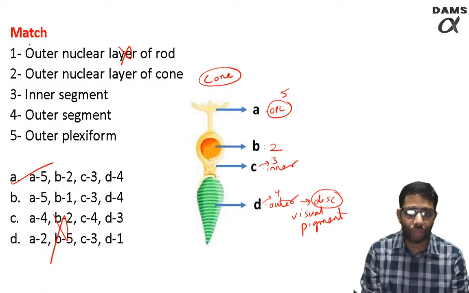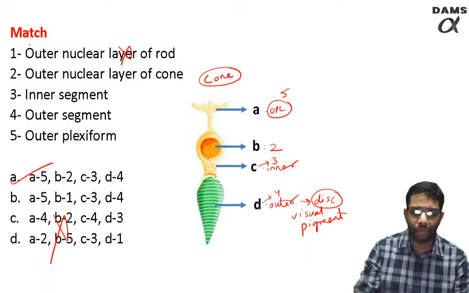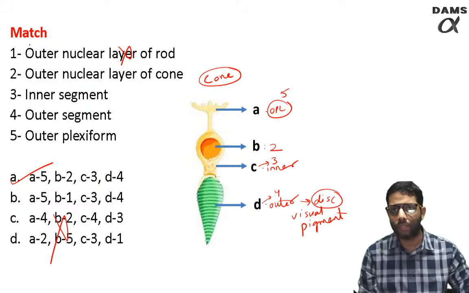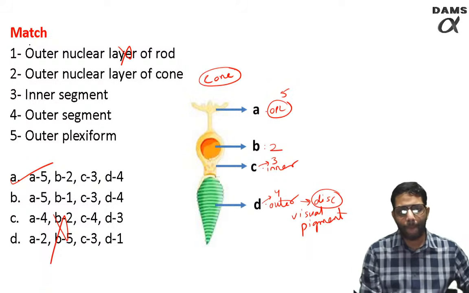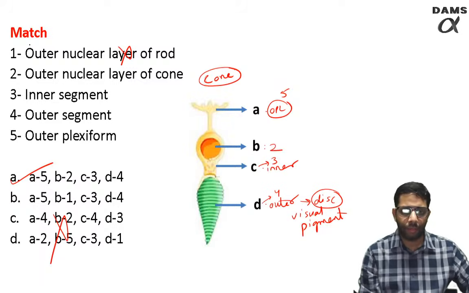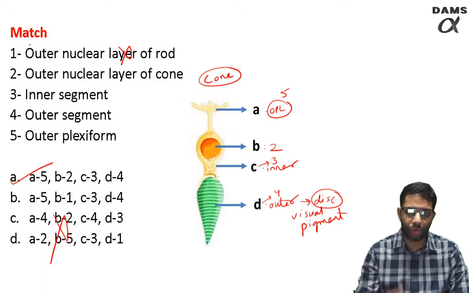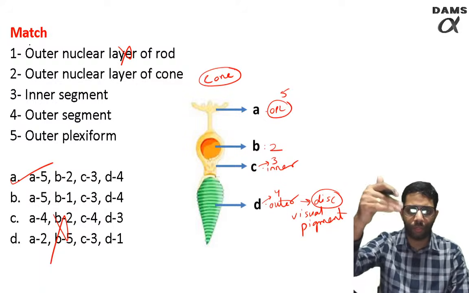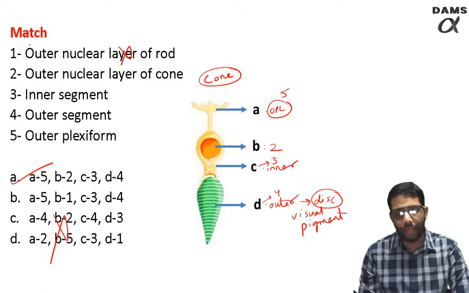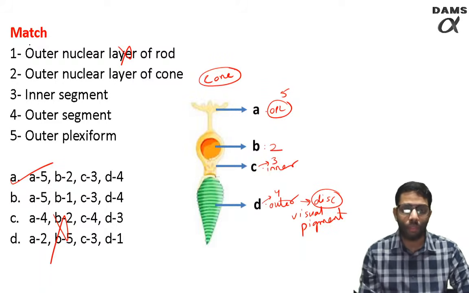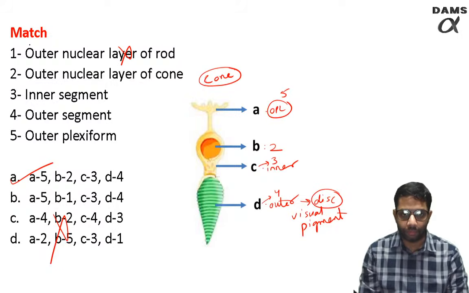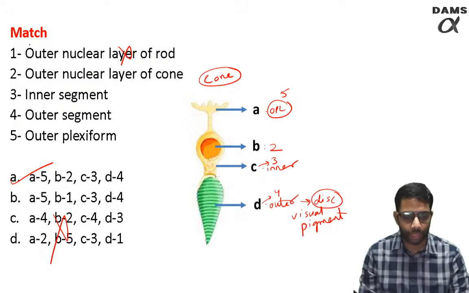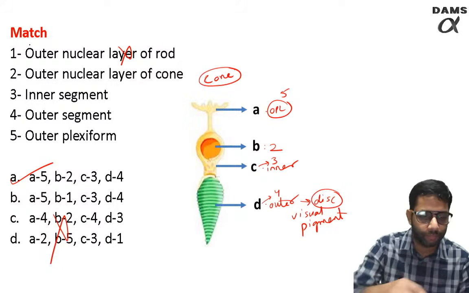The nuclei of the rods and cones are in the outer nuclear layer. Where is the nucleus of the bipolar cell, Muller cell, amacrine cell? That is in the inner nuclear layer. So from rods and cones the impulse goes to the inner nuclear layer, from there it goes to the ganglion cell, and from here the nerve fiber axons, 1.2 million nerve fiber axons, form the optic nerve. So that is your second question.